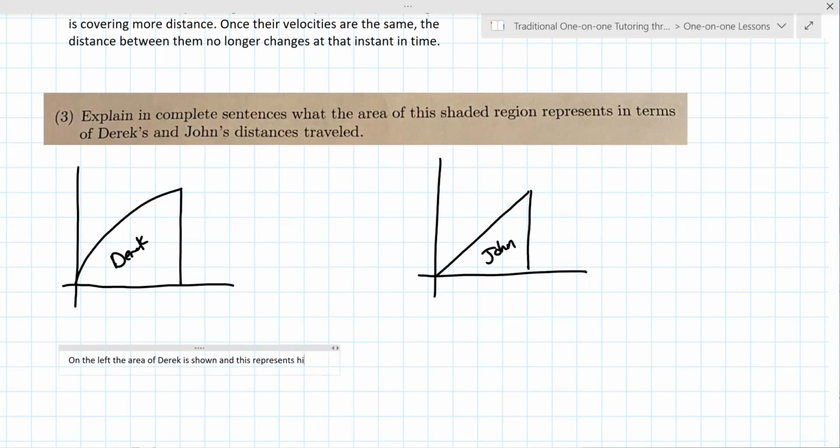and this represents his distance traveled. Similarly, John's area on the right, I guess we're going to follow the same format here. On the right is the area of John, and this represents his distance traveled. Sorry for all the typos here. I'll clean that up in a moment. That's fine.